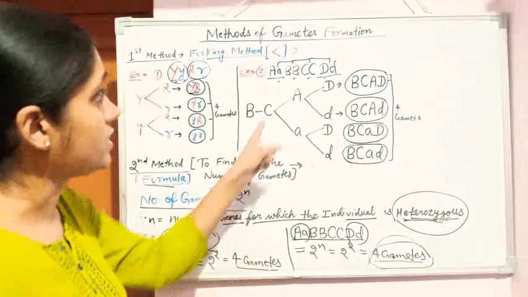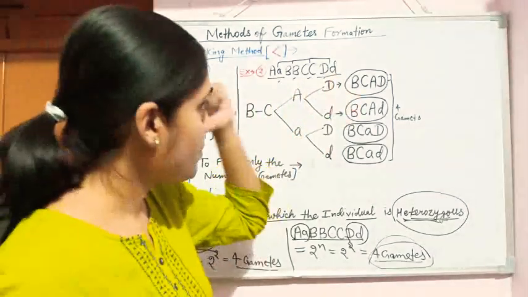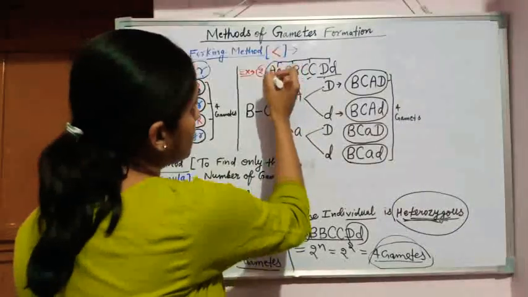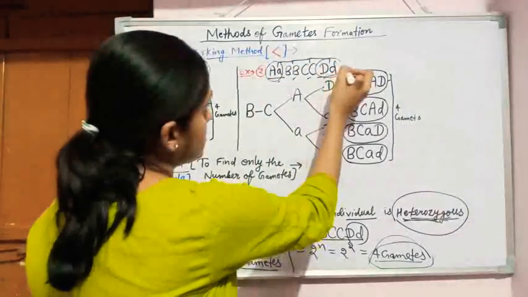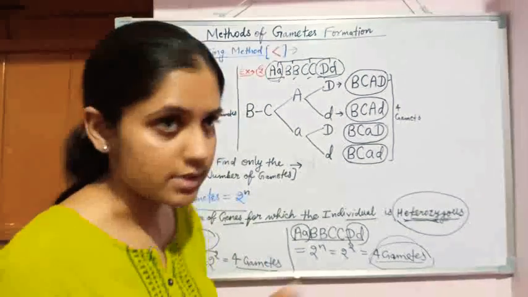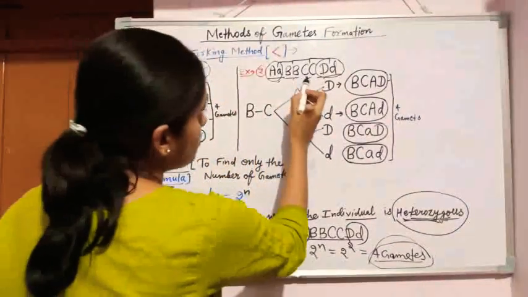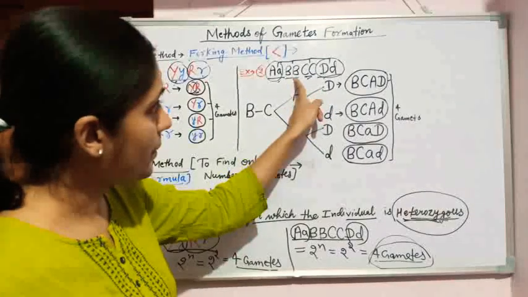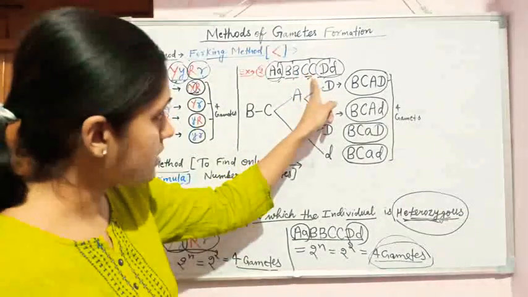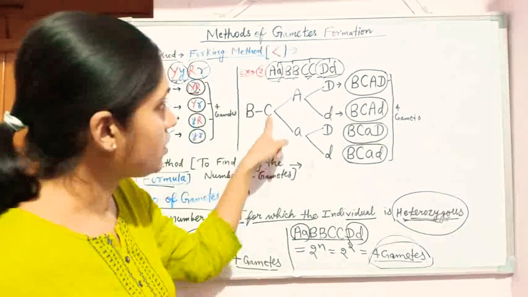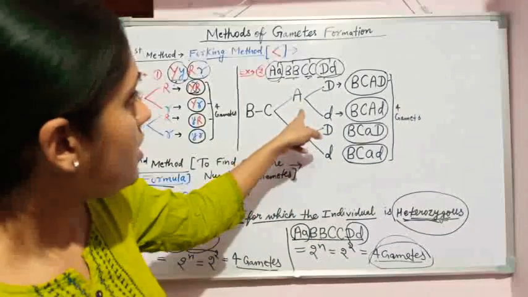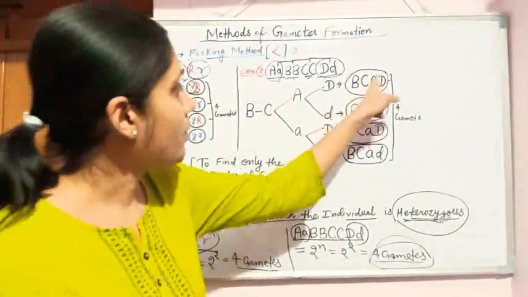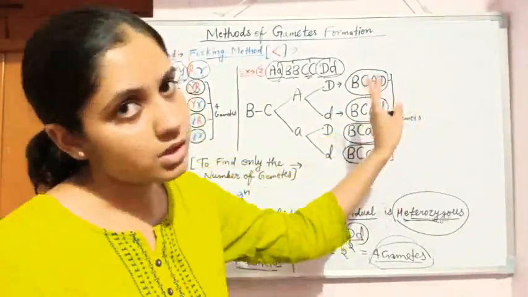So this gamete has one allele from this gene and another from this gene. You must remember this. If you take this example, first of all see that here only two genes are heterozygous, and these two are homozygous, capital B capital B, capital C capital C. So you write them once here because these are the same. Then you form the fork like this, then form gametes, and so you can know the number of gametes.